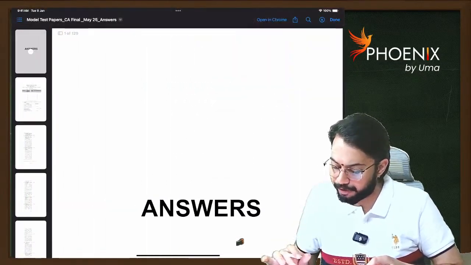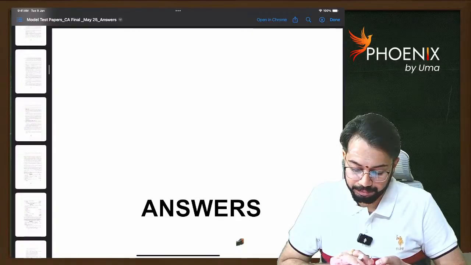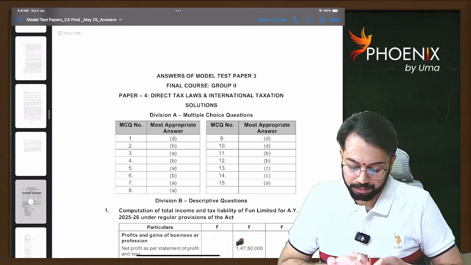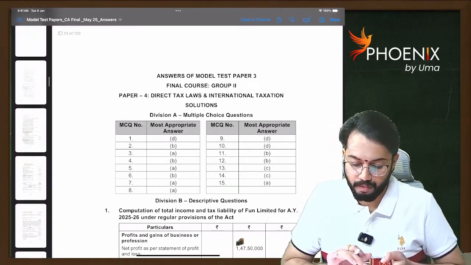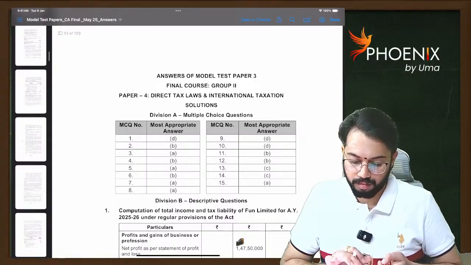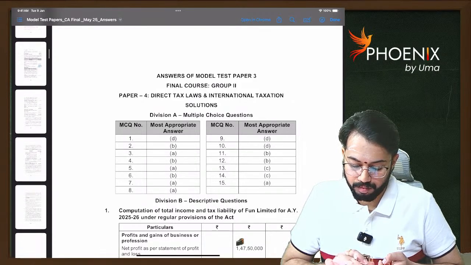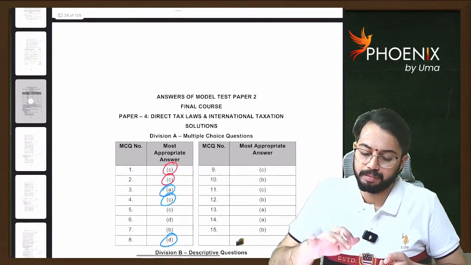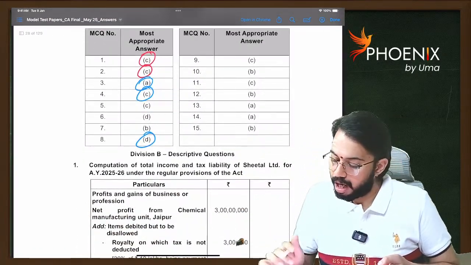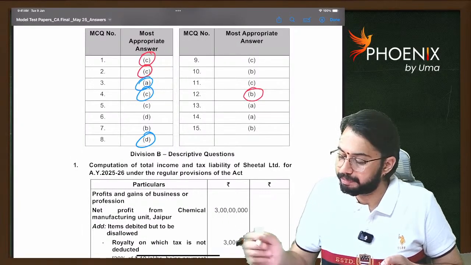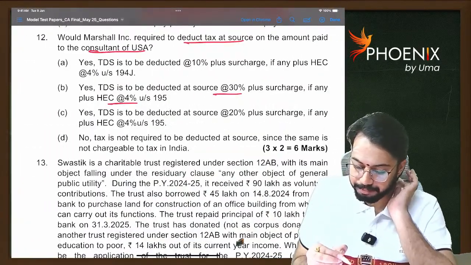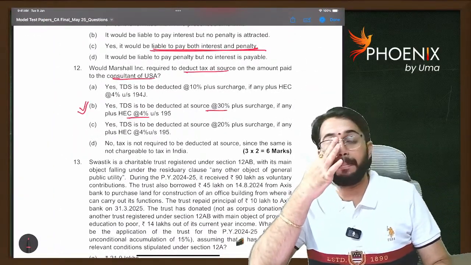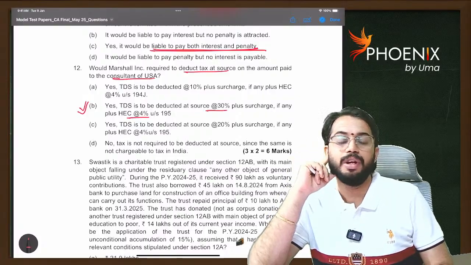Let us check answer of 12. Answer of 12 is B. Let us check. Yeah, perfect. Whenever fees for technical services is approved by government, then only concessional tax rate of 20% is applicable.